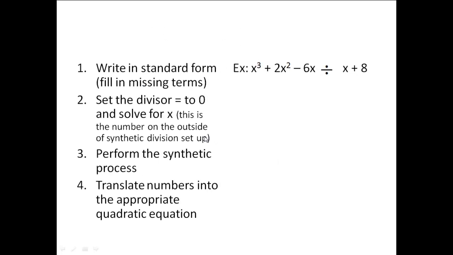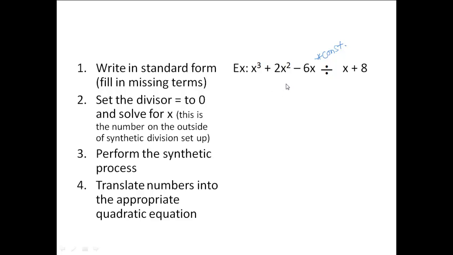So here's our steps for dividing polynomials. First thing we need to do is write it in standard form. Make sure that you're aware of any missing terms. So as I look at our example we have here, this x cubed plus 2x squared minus 6x, I am missing a constant. So I've got to make sure I remember that I need to put my constant in there.